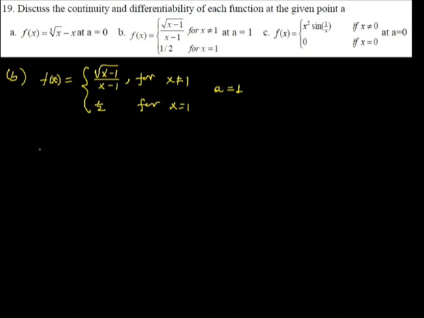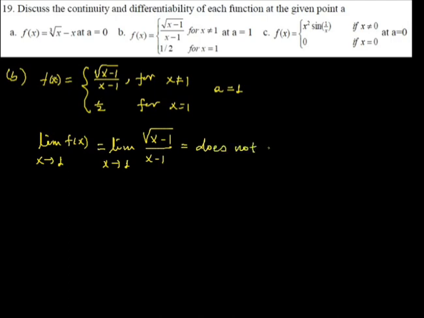To check the continuity, let's calculate the limit. The limit of f of x as x approaches A, that means as x approaches 1, is the same as the limit of the square root of x minus 1 over x minus 1 as x approaches 1. If you see the limit of this function, the limit does not exist. So we observe that the limit does not exist, but f of 1 is 1 over 2. So f is not continuous at A equals 1.